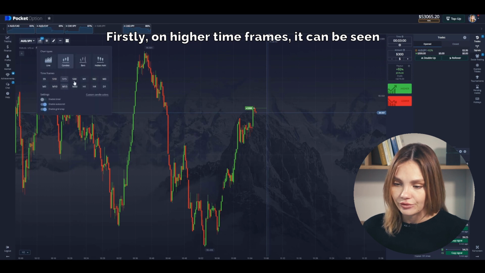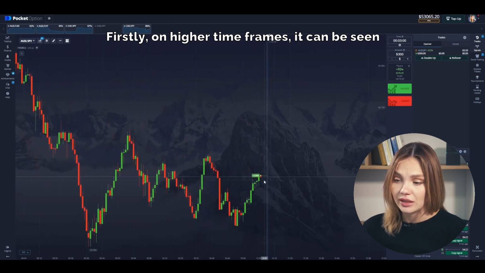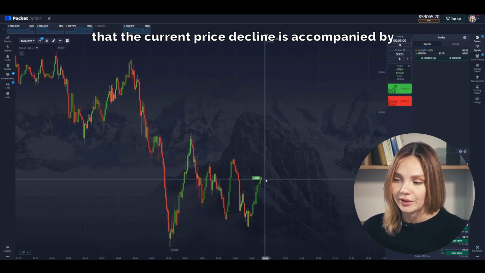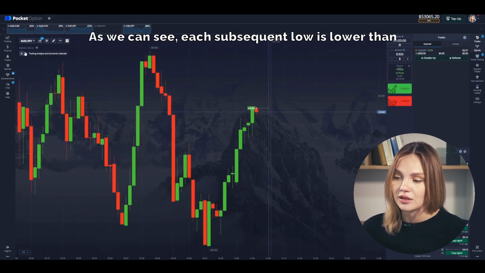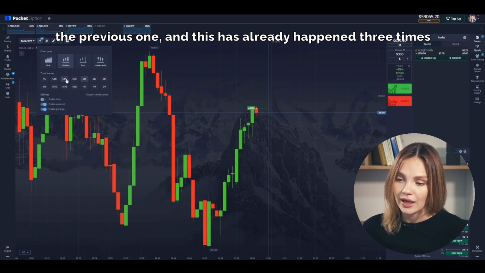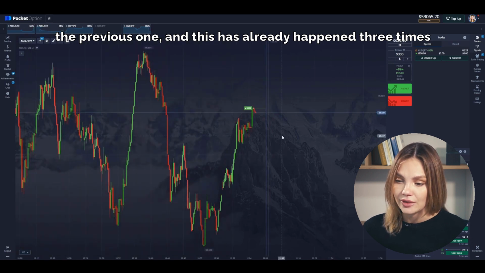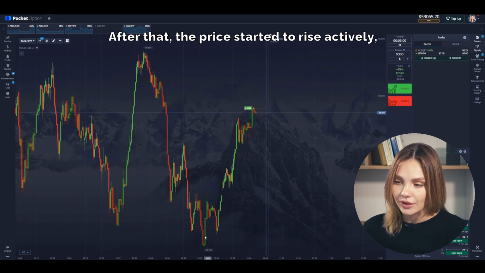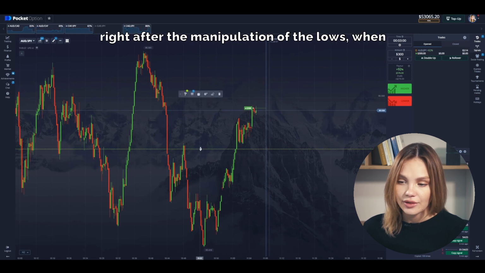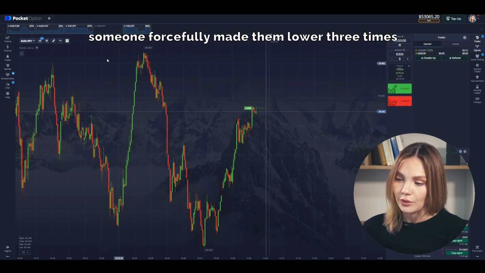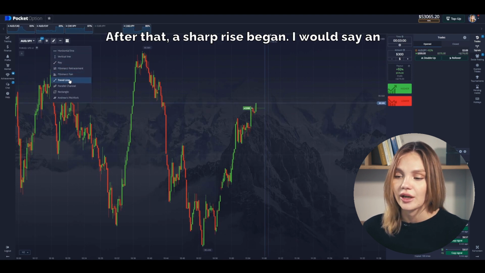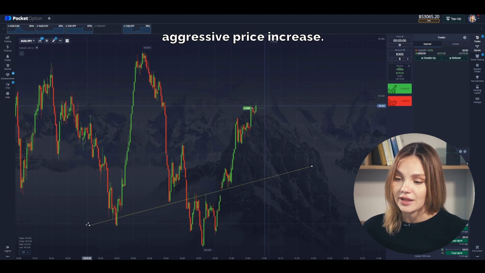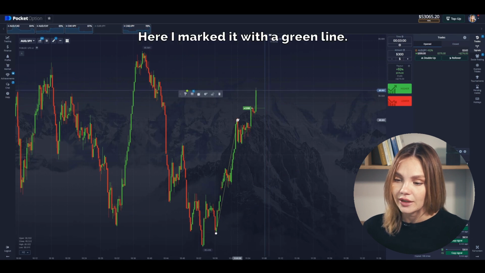Firstly, on higher time frames, it can be seen that the current price decline is accompanied by manipulation of the lows. As we can see, each subsequent low is lower than the previous one, and this has already happened 3 times. After that, the price started to rise actively, right after the manipulation of the lows, when someone forcefully made them lower 3 times. After that, a sharp rise began. I would say an aggressive price increase. Here, I marked it with a green line.